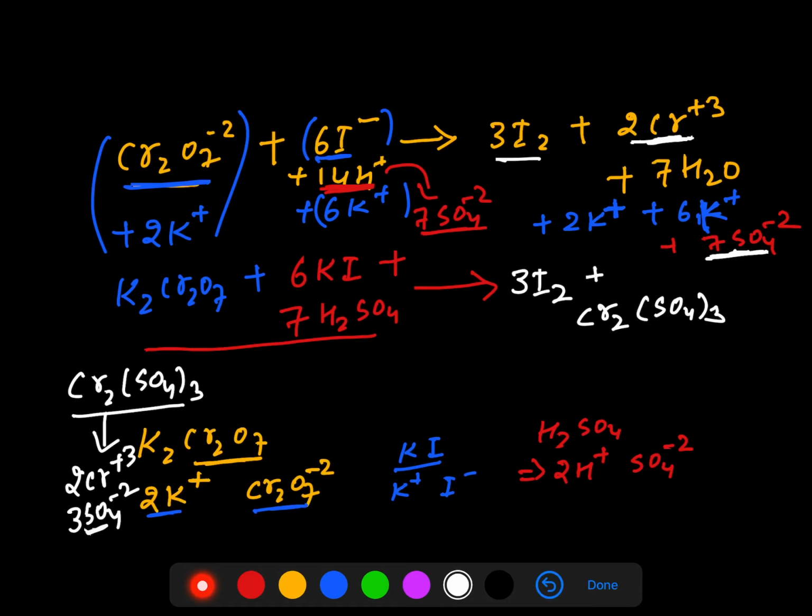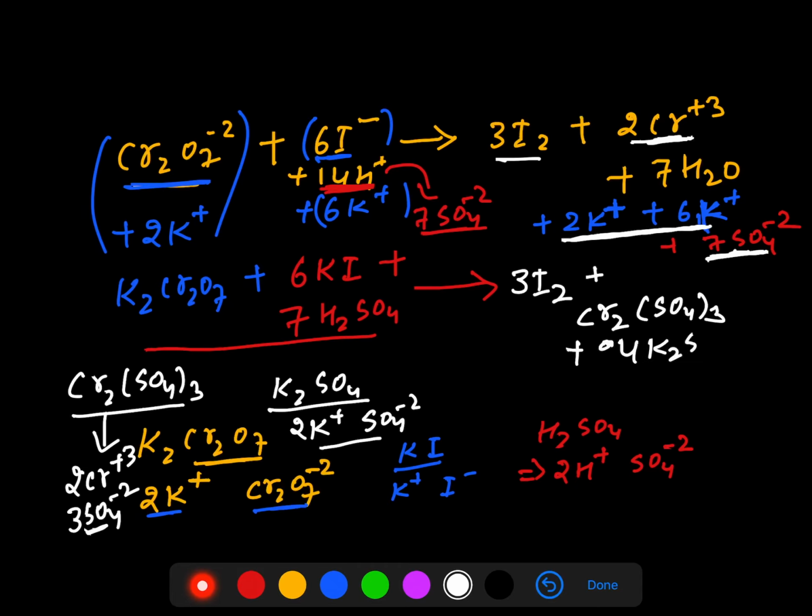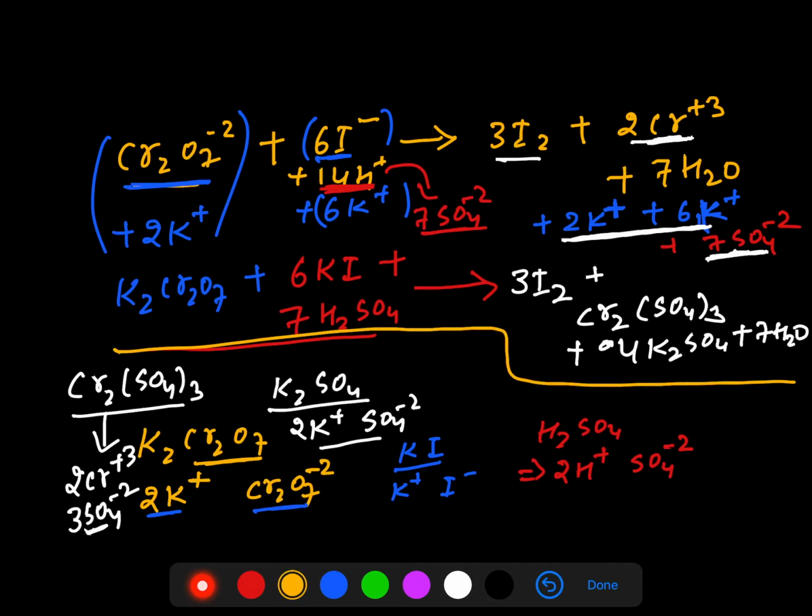The other sulfate ions were present with the potassium in the form of K2SO4, right? So we saw there that 2K+ goes with 1 sulfate ion. So the 4 sulfate ions will go with 8 potassium ions, and we have 8 potassium, 2K+ plus 6K+. So we should get 4 K2SO4 and then 7H2O. So this is how you bring back the spectator ions that you have removed while balancing the equation. So this is your balanced redox reaction.